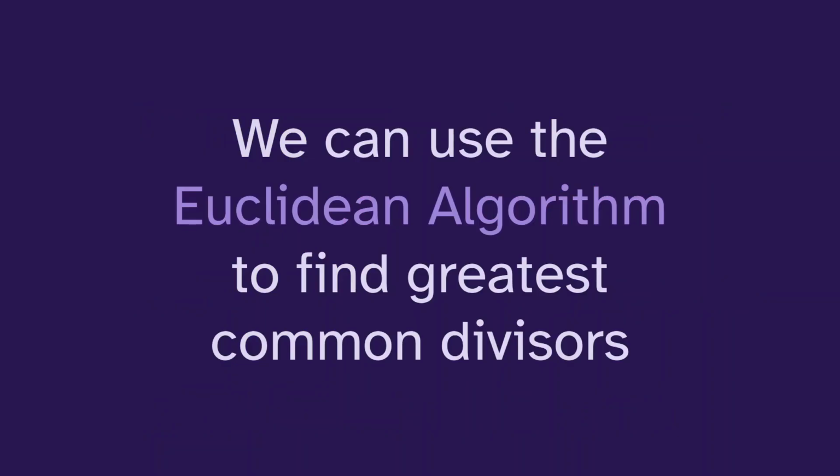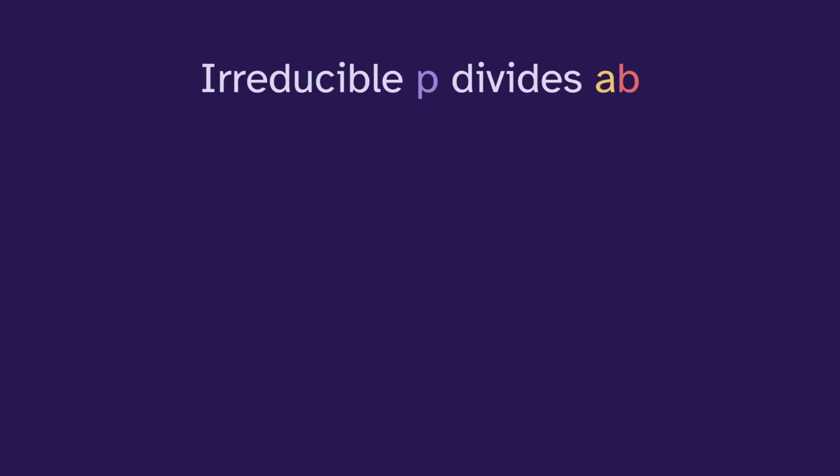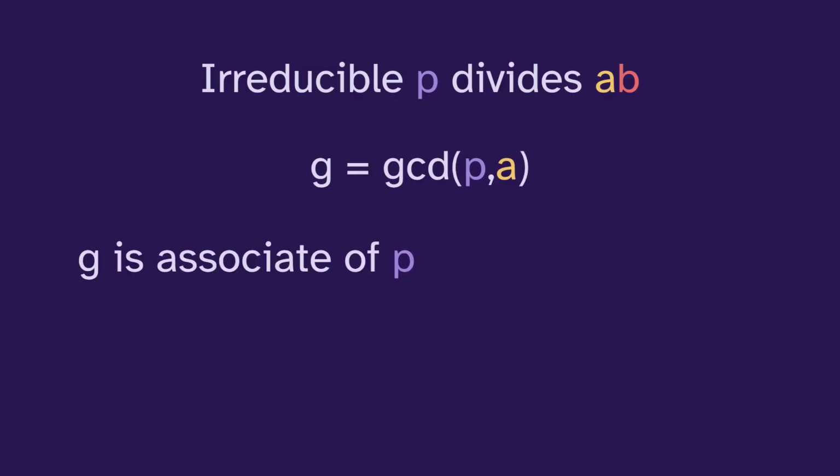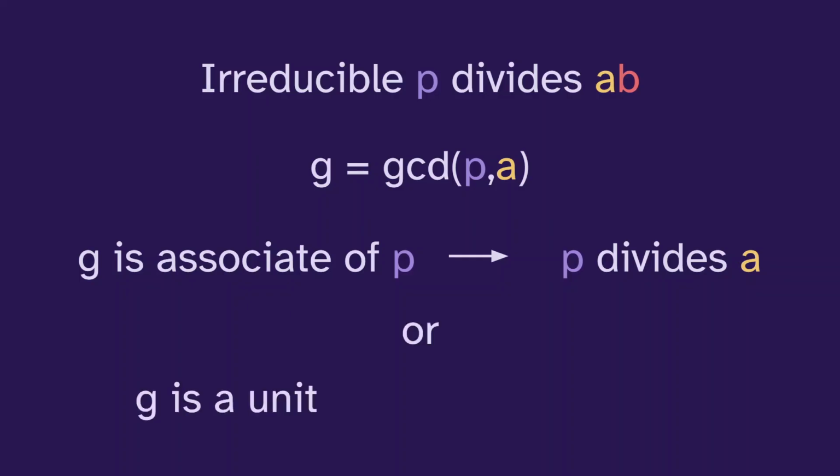So if we can find greatest common divisors, we'll assume we have some irreducible P that divides AB, and then we find G to be the greatest common divisor of P and A. Because P is irreducible, and G is a divisor, that means either G is an associate of P, and G divides A, which means P divides A, or G is a unit, which implies that P and A are coprime, so we can write 1 as P times some x plus A times some y.